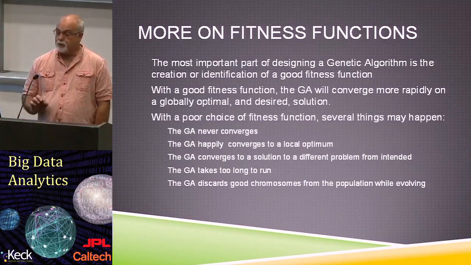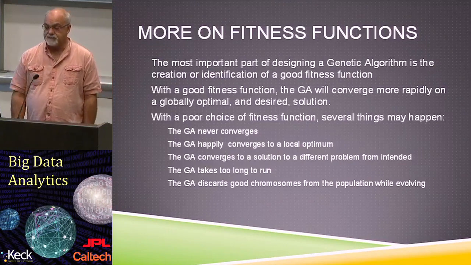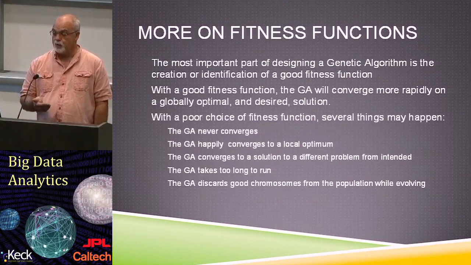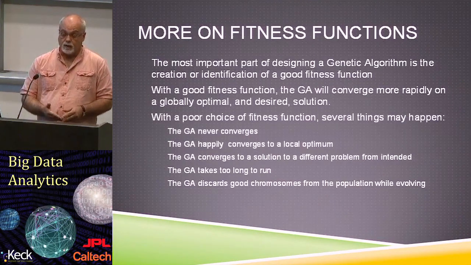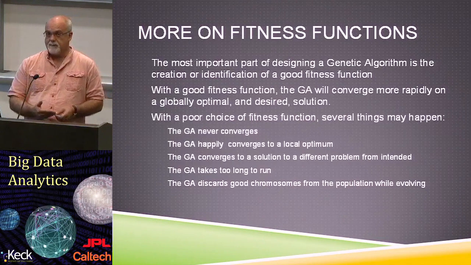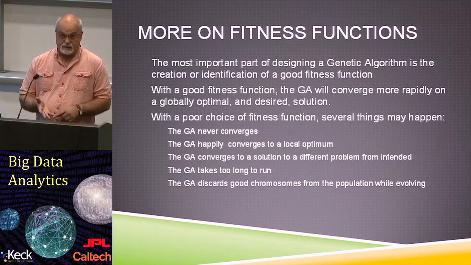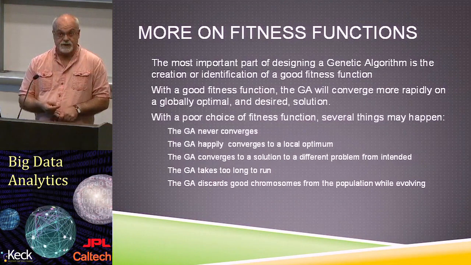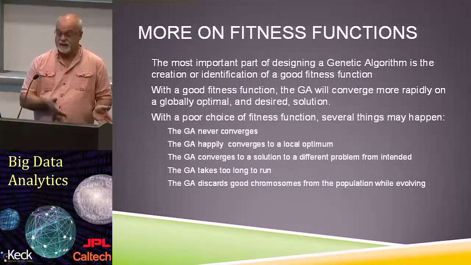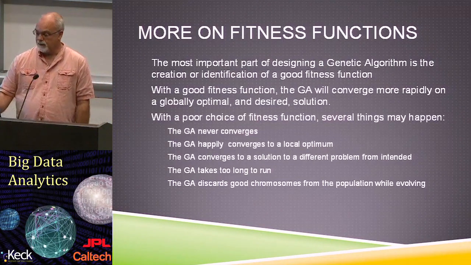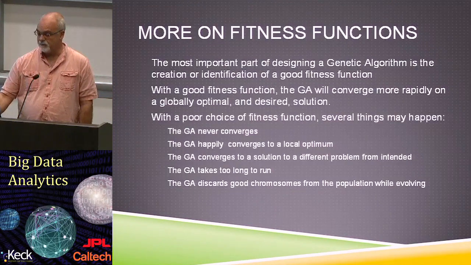You need to be sure that you've got a good fitness function, because with a good fitness function, the genetic algorithm will converge more rapidly on a globally optimum and desired solution. If you have a poor fitness function, then many things can happen. The genetic algorithm may never converge, or it can converge to a local optimum, or it can converge to a solution to a different problem than the one you're intending, or it will take too long to run, or it can start discarding good chromosomes which would actually have been a good solution to your problem from the population while it's evolving them.